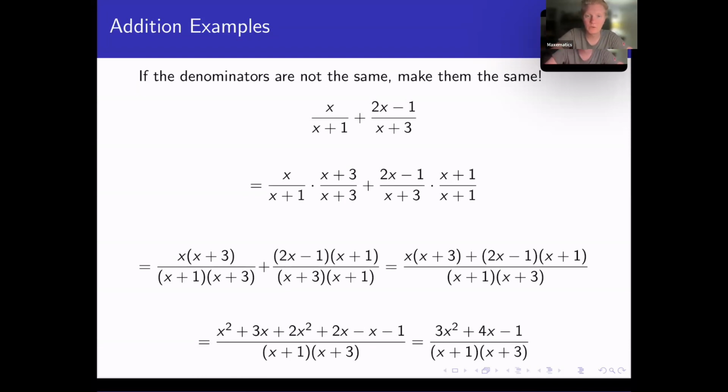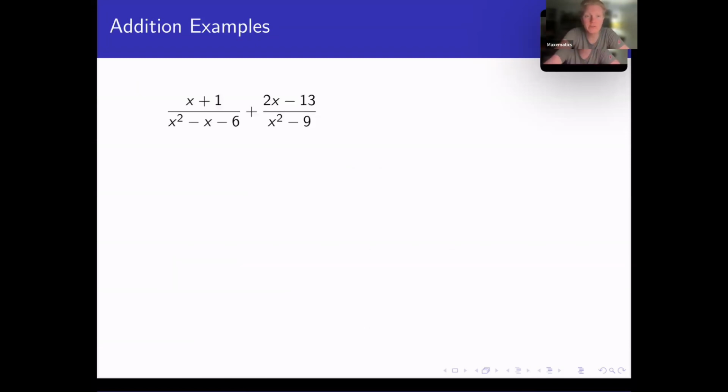Okay, we keep going. X plus 1 over x squared minus x minus 6 plus 2x minus 13 over x squared minus 9. Now, based on the previous example, what you are tempted to do is say, oh, these two things, nothing alike. Least common denominator is x squared minus x minus 6, and this one, x squared minus 9.